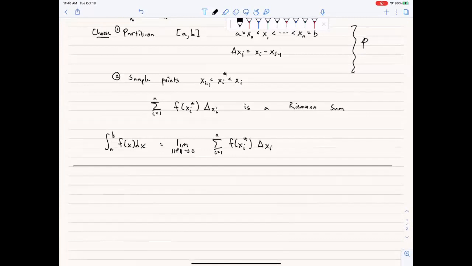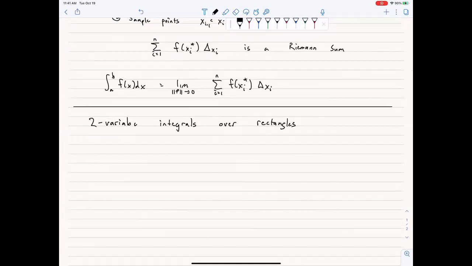Once we remember this, I think the two variable and really the three variable, all the higher dimensional versions of this, are pretty simple. But if you have forgotten about it, it becomes a little complicated. So, two variable integrals over rectangles. So what is a rectangle? Well, you know what a rectangle is, but let's give ourselves some notation. I'm going to write a rectangle this way. It's going to be a product of intervals.